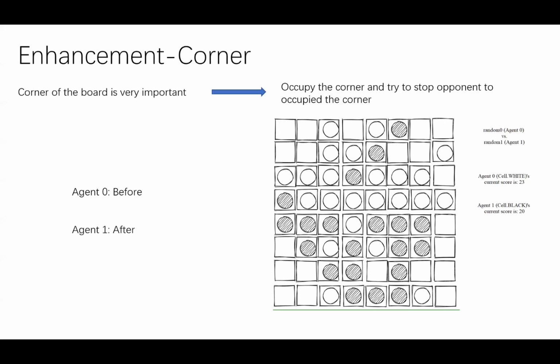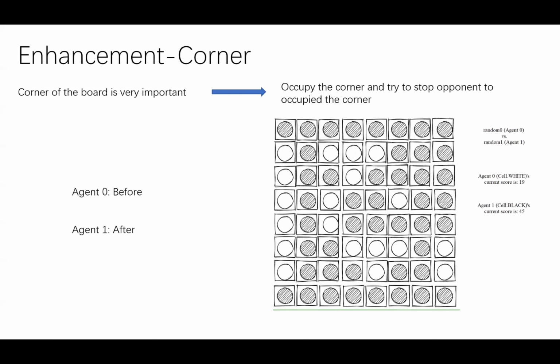The first one is to let our AI agent know the importance of the corner. Let's see the replay. We add a reward to the action that occupies the corner and add a penalty to the action which leads the opponent to occupy the corner. And our AI agent can use the corner to flip more discs.